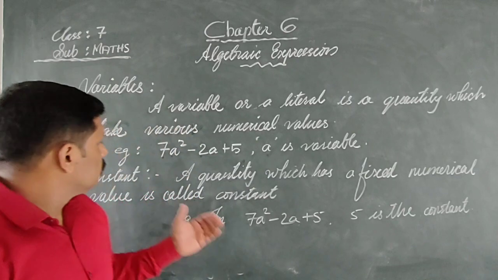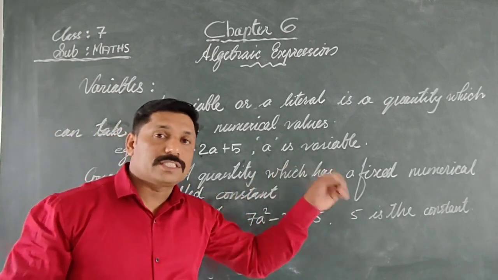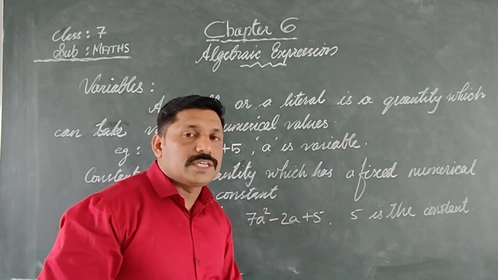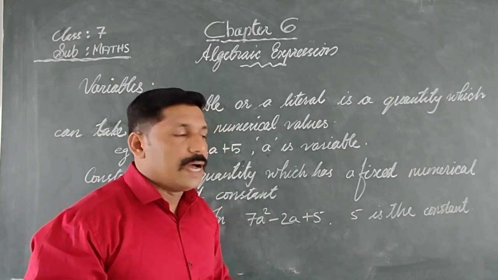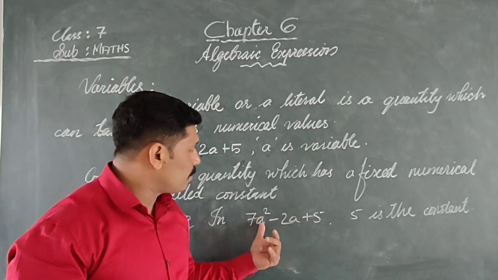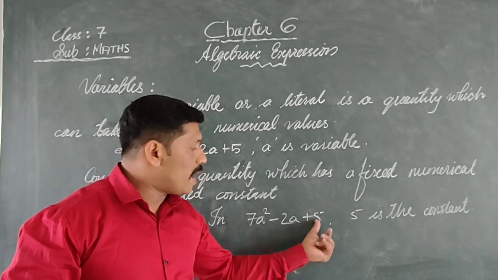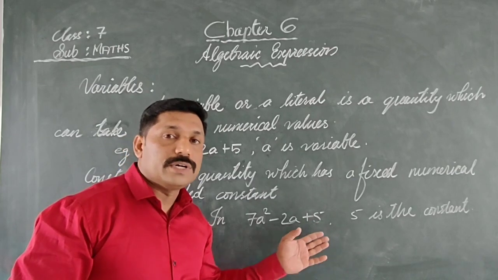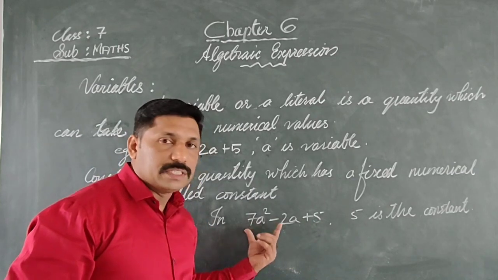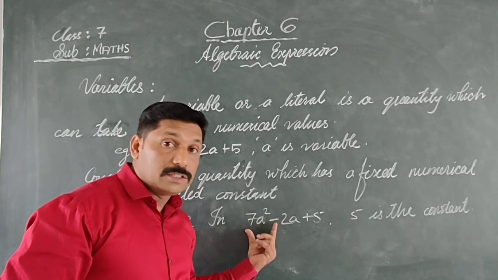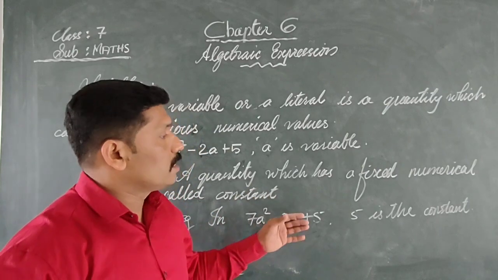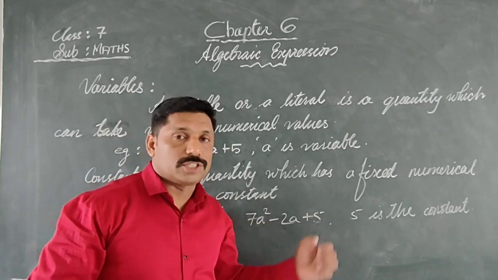And constant means a quantity which has a fixed numerical value. A quantity which has a fixed numerical value is called a constant. Example, in this expression, 7a square minus 2a plus 5, the 5 is fixed, so it is called a constant. And 2 and 7 are also numerical values whose values are fixed. So a numerical value that is fixed is called a constant.